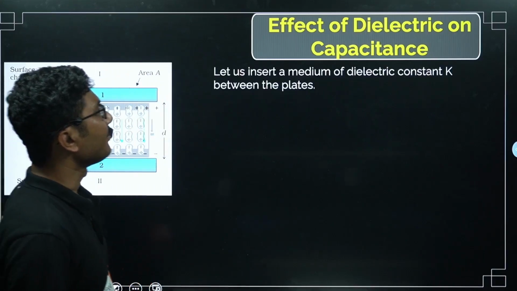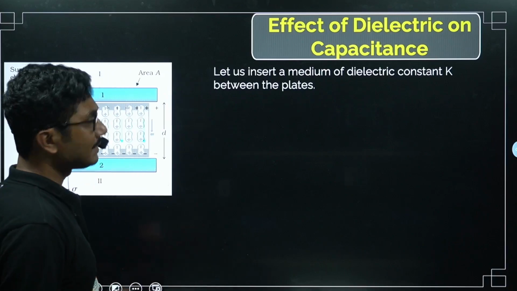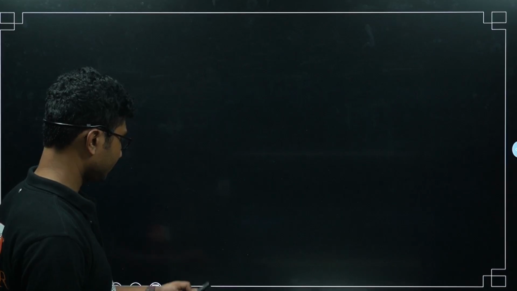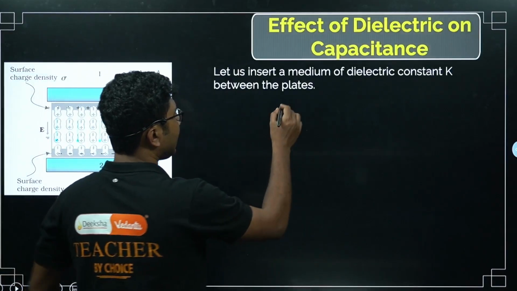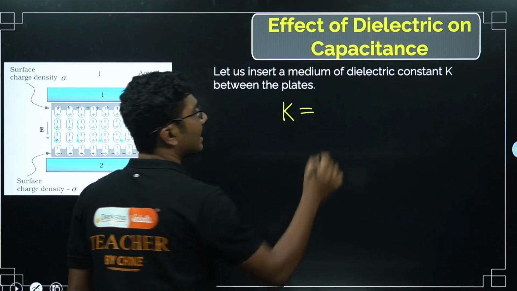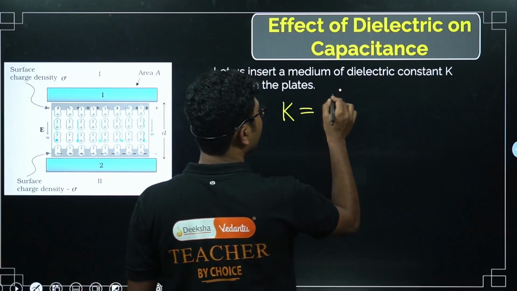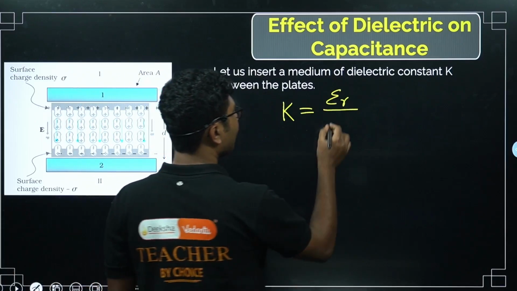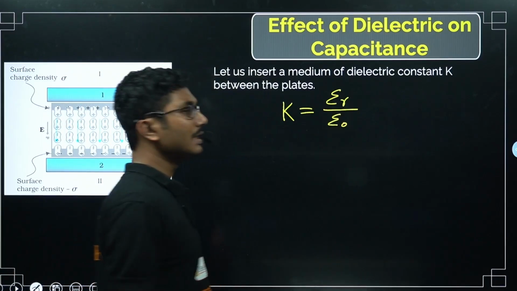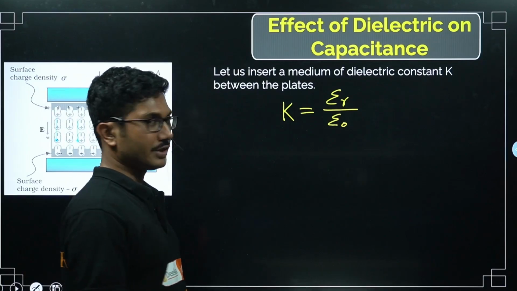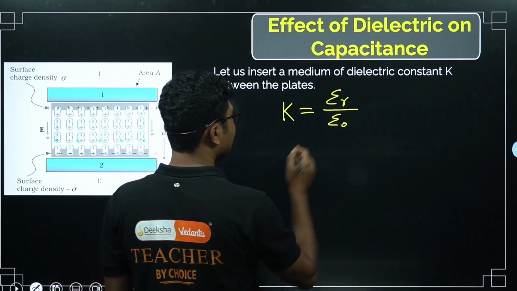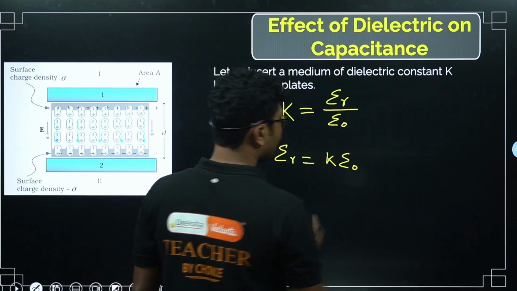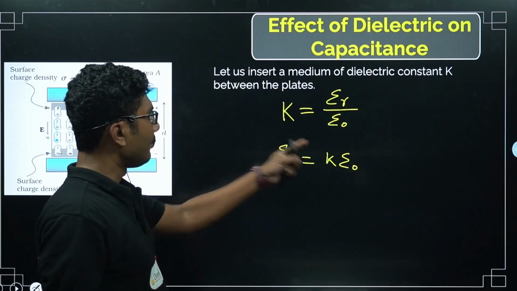Let us insert a medium of dielectric constant K. So what is the meaning of dielectric constant? Let us first understand that. Dielectric constant K is basically the ratio of the permittivity of that medium divided by the permittivity of free space. This is the definition of dielectric constant. So we can see that the permittivity is basically K times epsilon naught. So this is the basic formula.